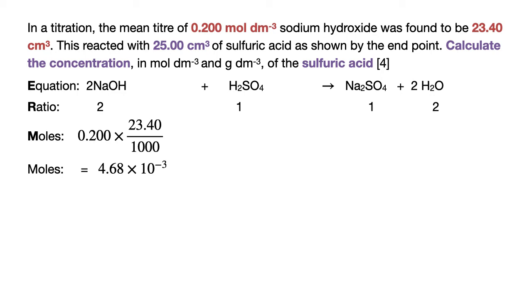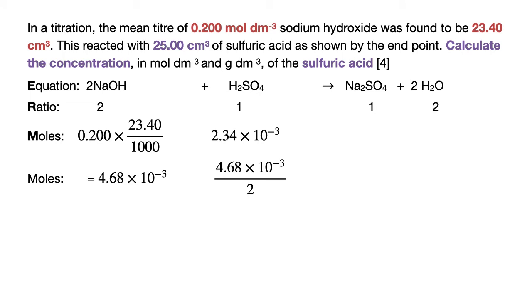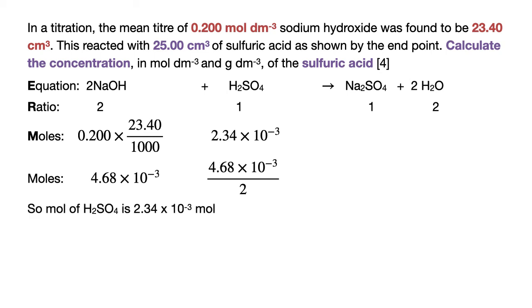Next step is to use that ratio to deduce the moles of sulfuric acid. Now we know that for every 2 moles of NaOH, we need 1 mole of H2SO4 to complete the neutralisation reaction. So we just divide the moles of NaOH, 4.68 times 10 to the minus 3, divide that by 2 to get our moles of sulfuric acid, because we've got half as much H2SO4 as NaOH at the end point of our reaction, our equivalence point to be precise. Good, we've got moles of sulfuric acid, that's great.